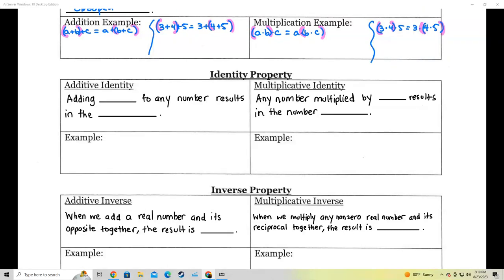So if I'm going to be adding something to 3, what number would I have to add to it so that the identity stays the same, so that I still end up with a 3? Well, the only way for me to add something to 3 and still have the answer be 3 is for me to add 0. So we're going to write that adding 0 to any number results in the number itself.